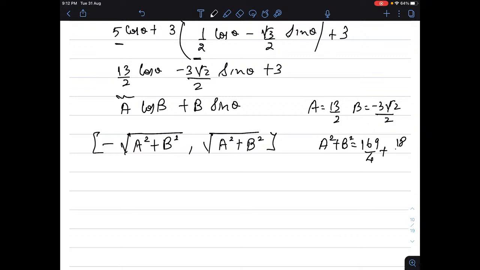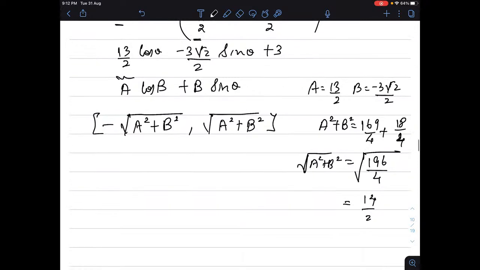plus 18 upon 4. That is 196 divided by 4. That will be 14 by 2 will be the square root of this thing. When square root of a square plus b square we are going to talk about 14 upon 2, that is 7 will be the value of this thing. So we got minus 7 to plus 7 over here.